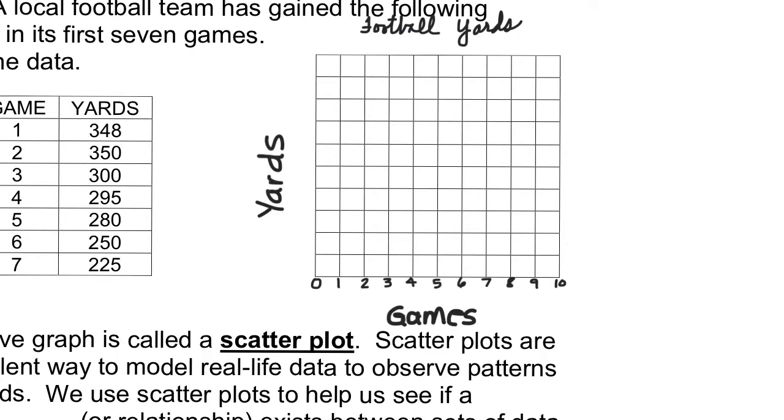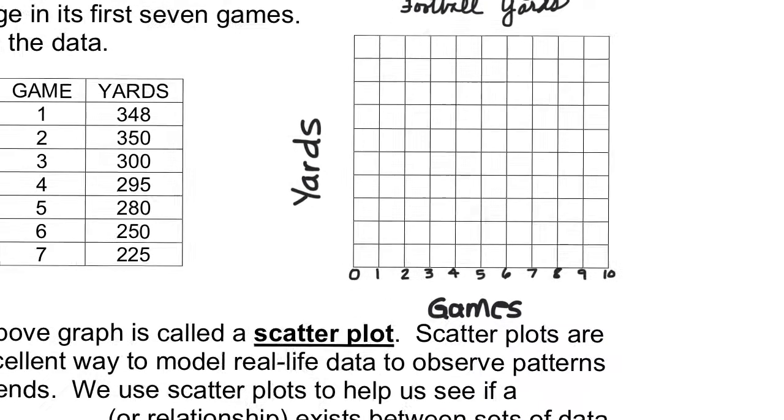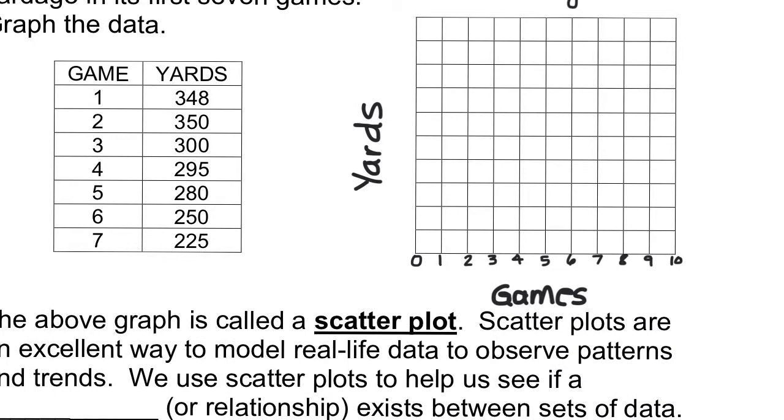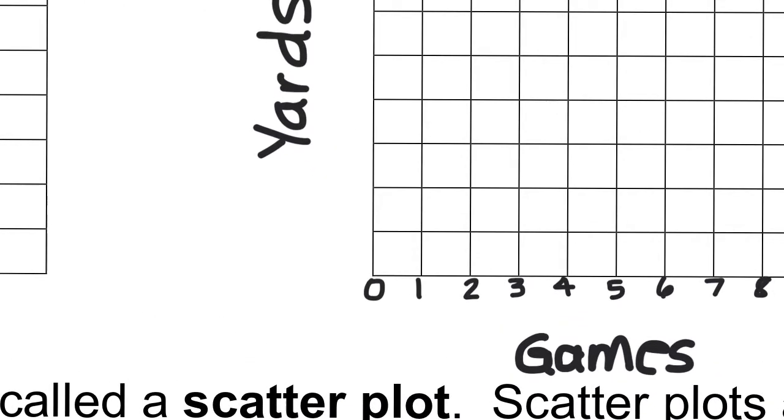All right, before we get too much further, looking at our data, it makes sense that the games would have an interval of 1. But how about the yards, looking at our graph? What interval would you choose? For our example, we chose intervals of 50. So starting with 0, you'll increase by 50 each line.